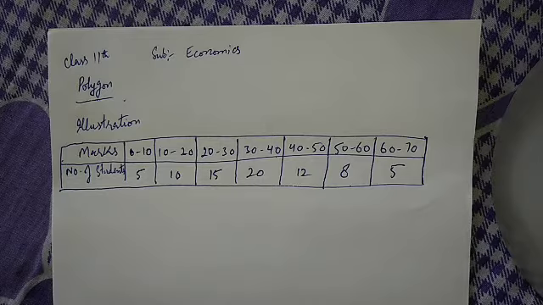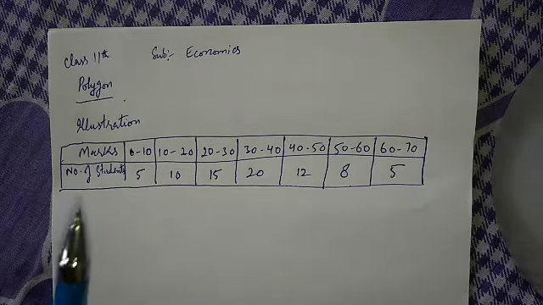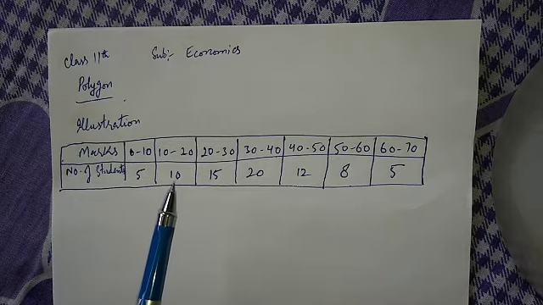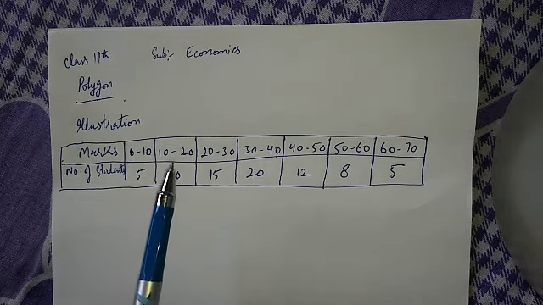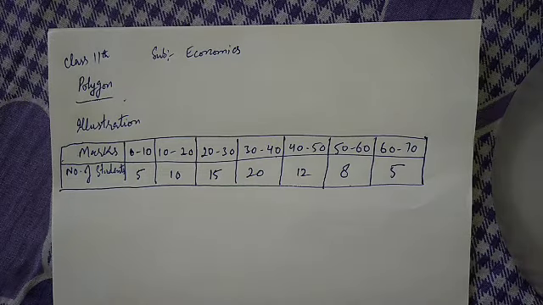Now, an illustration. This table shows the number of students of a college corresponding to different ranges of marks in statistics. Now make a frequency polygon. See, a frequency polygon of this data is presented in the following graph, which I will show you later.